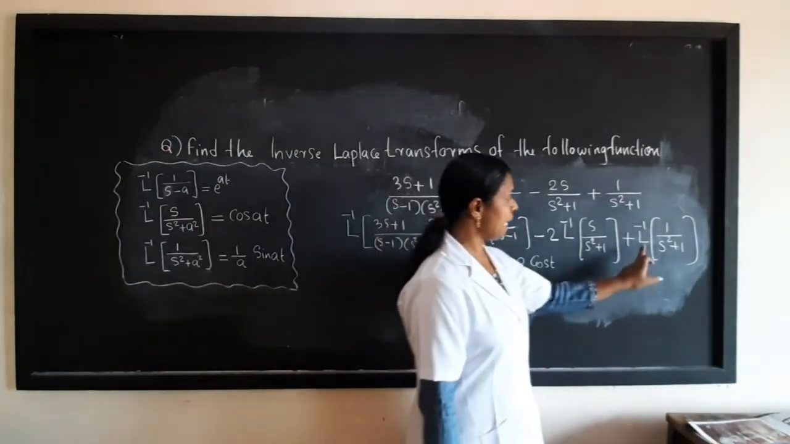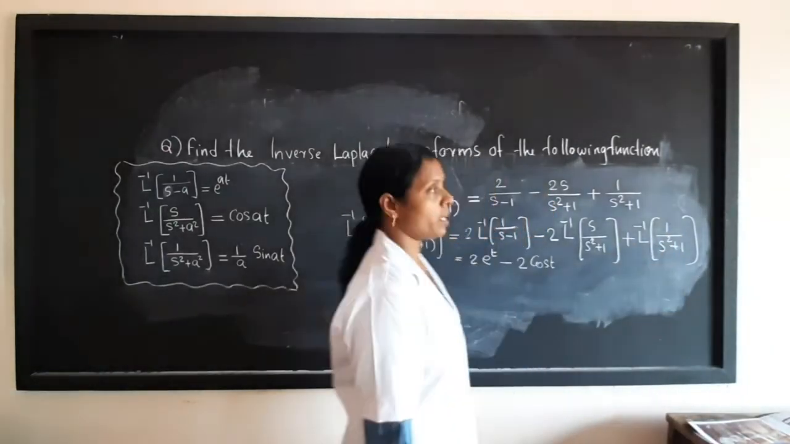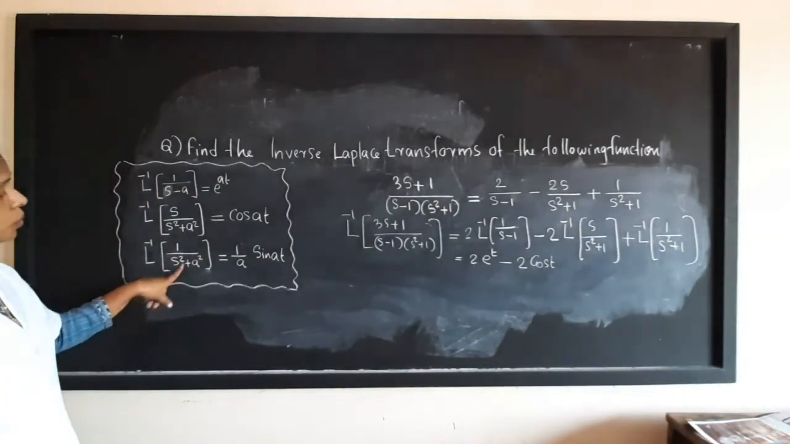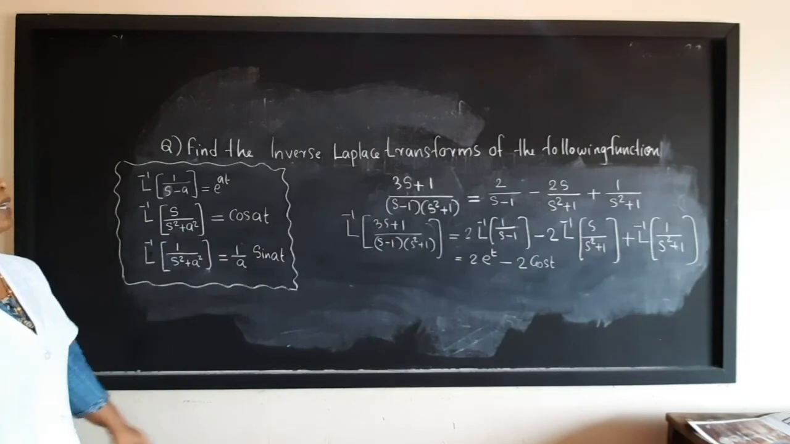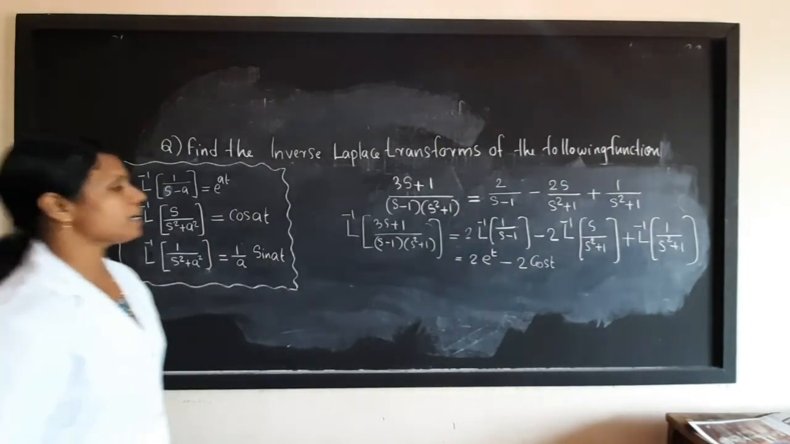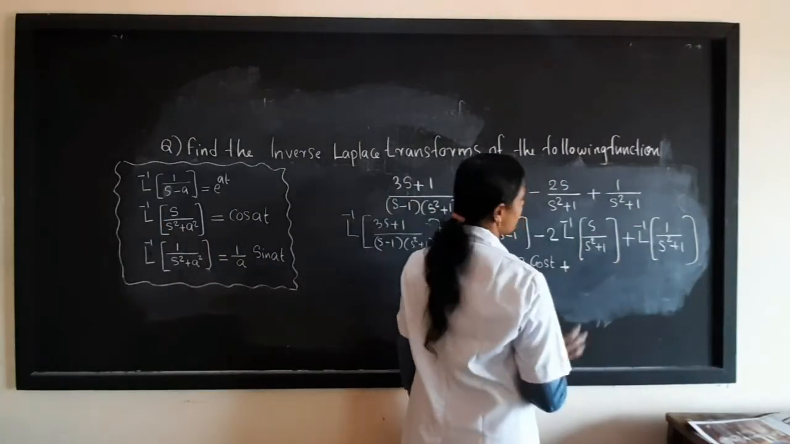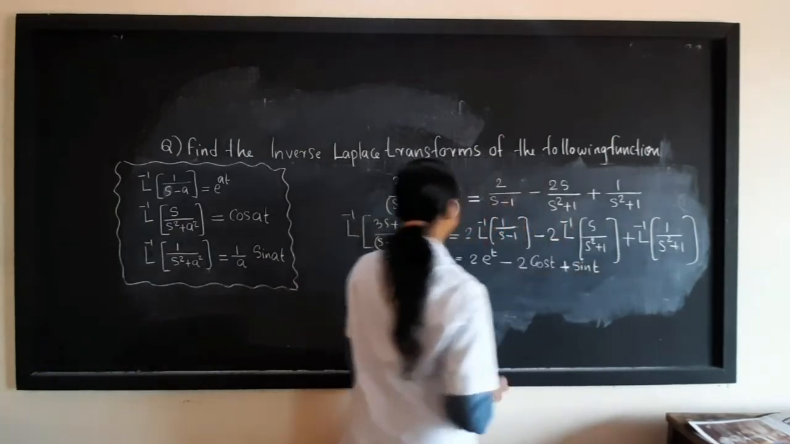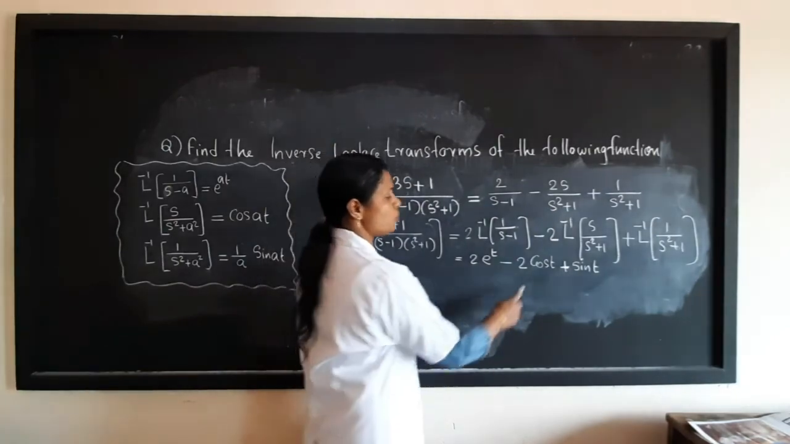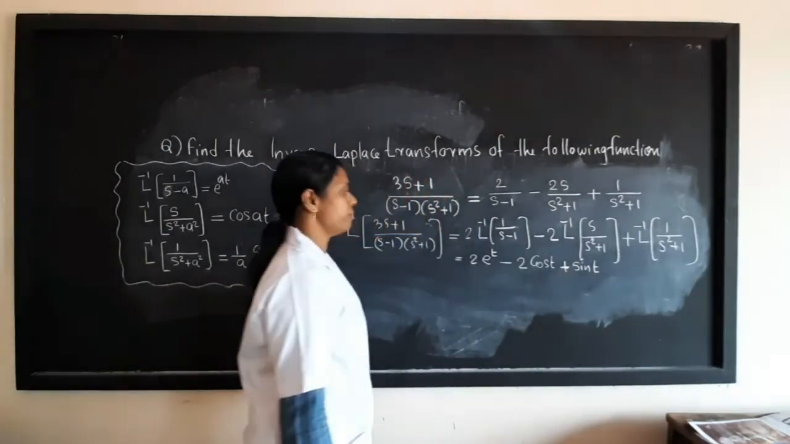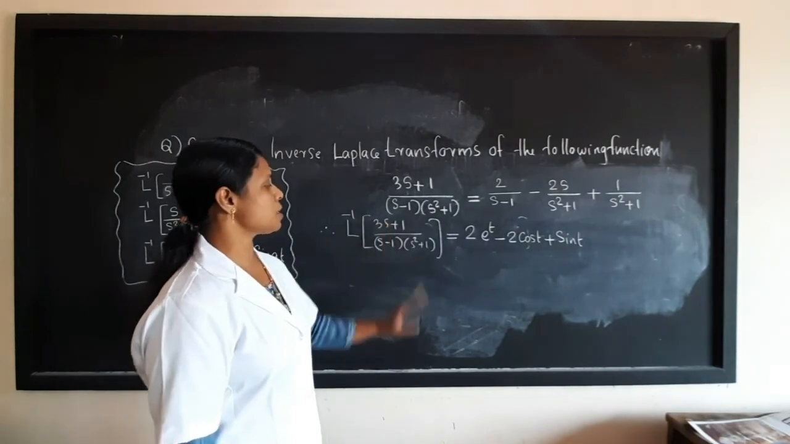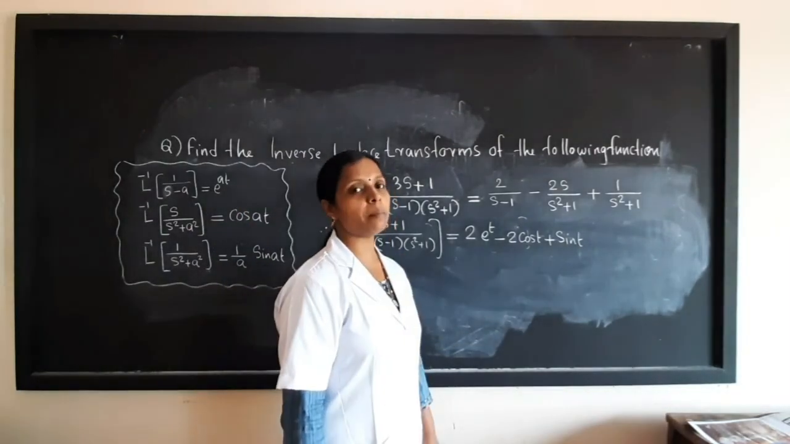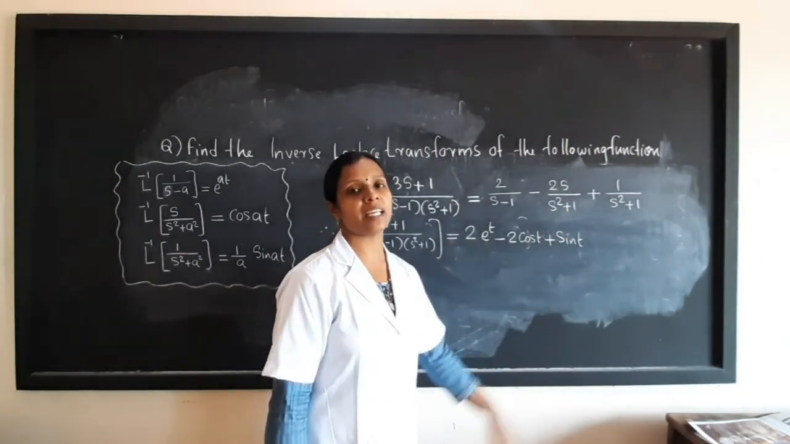Next one is L inverse of 1/(s² + 1). It is of the form L inverse of 1/(s² + a²) is equal to (1/a) sin at. Here a is equal to 1. So we write 1/a, that is 1/1, that is 1. We write sin at, that is sin t. Now we get 2e^t − 2 cos t + sin t. Therefore, L inverse of (3s + 1)/((s − 1)(s² + 1)) is equal to 2e^t − 2 cos t + sin t. Clear?